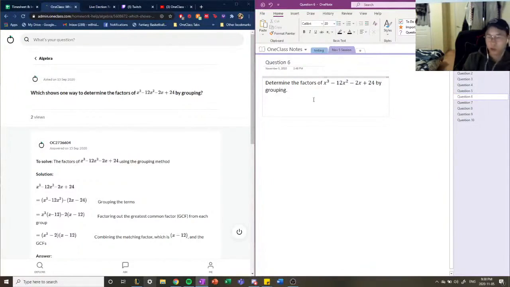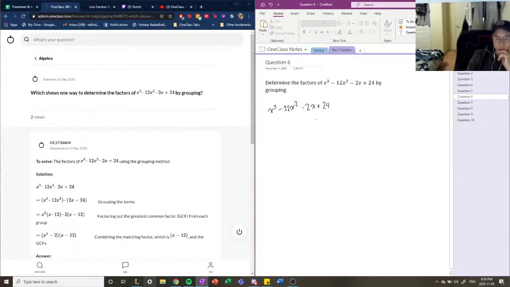And essentially what you want to do for grouping is you want to separate these terms into 2, 3, 4 separate groups where you can factor out a common term. And by doing so, you can find the factors easier. And I'll explain by showing you guys. So let's see here. We have x cubed minus 12x squared minus 2x plus 24.